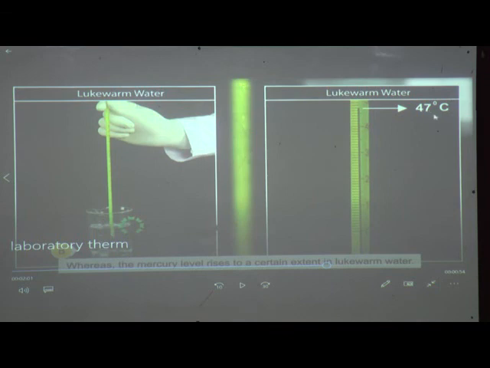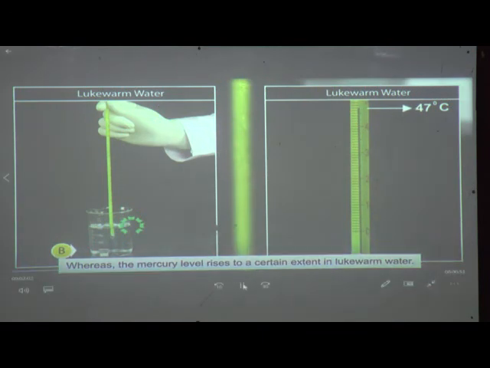So when we use the clinical thermometer to measure body temperature, I told you the normal temperature of the human body is from 35 degrees Celsius to 42 degrees Celsius. In lukewarm water you can keep your hand easily, but where it is a high temperature, you cannot keep your hand in that hot water. So for hot water also we use this thermometer.